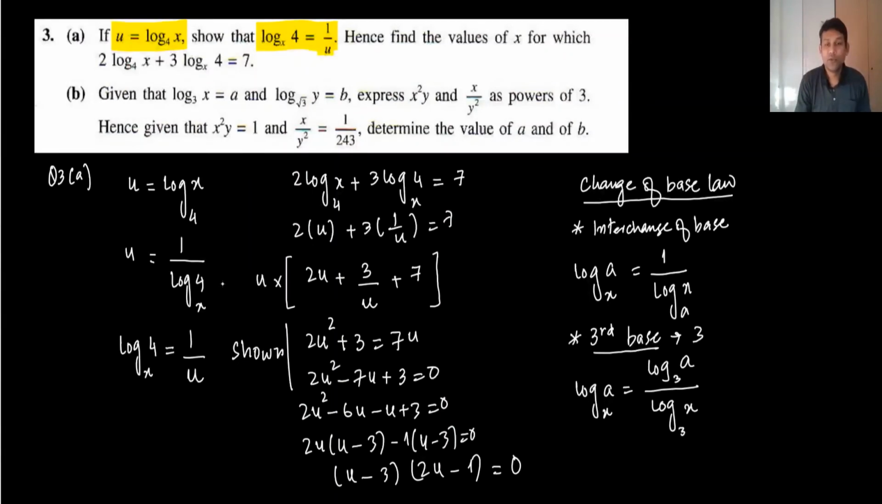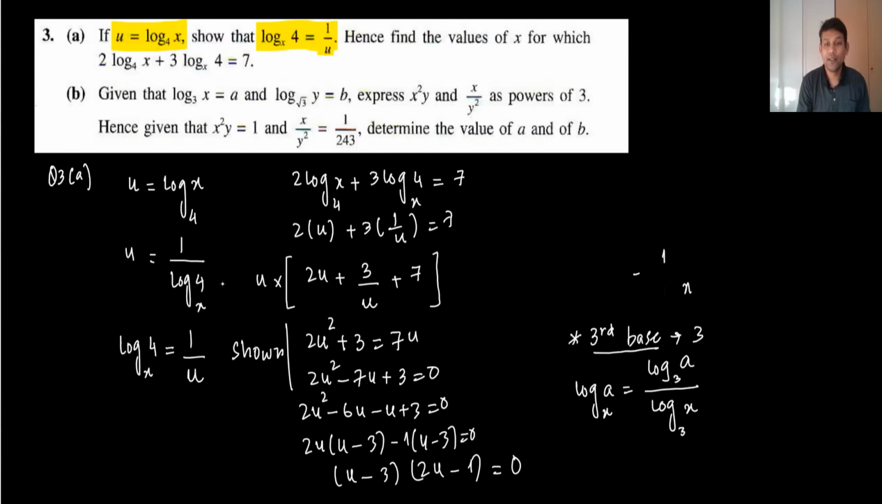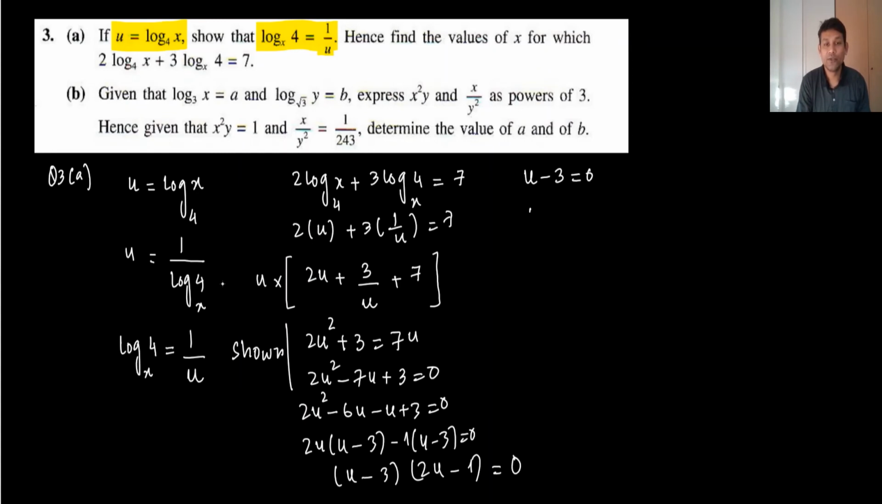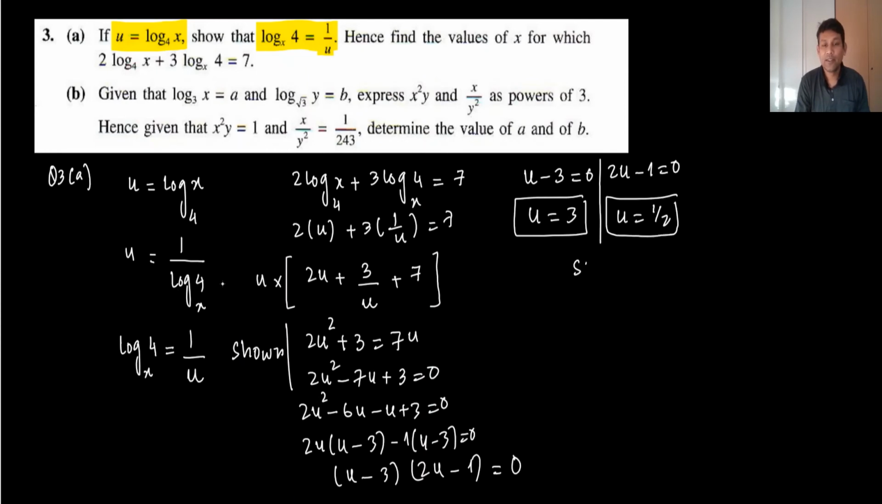Now we have to apply a very important thing here, because sometimes in the exam students write the answer till here and that's it. They write u minus 3 equal to 0 and u is 3 and we have done it. No, this is wrong. We have not done it. We have to do one more thing here. 2u minus 1 equal to 0, u is equal to 1 upon 2. Okay, now we have to apply substitution, because we have to find x, not u. We have to find x.